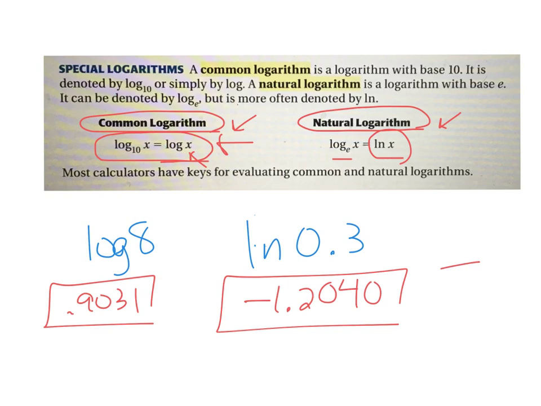The reason this one is negative is because remember e is like 2 point, that's e right there, base e, and it's asking you e to what power is 0.3.